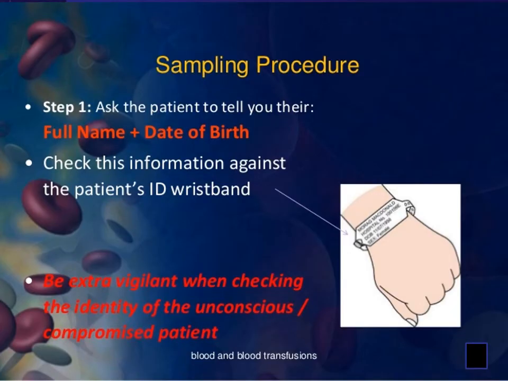Right, so both during sampling of blood and transfusing blood, you have to be very careful to establish identity of the patient. So you have to check the patient's identity with the patient, the patient's notes, and the wristband or whatever identification tag that the patient is wearing. During the sampling procedure, you can ask the patient to tell his name, in fact the full name and date of birth. Check this information against the patient's identity wristband or the band that he's wearing on his clothes.